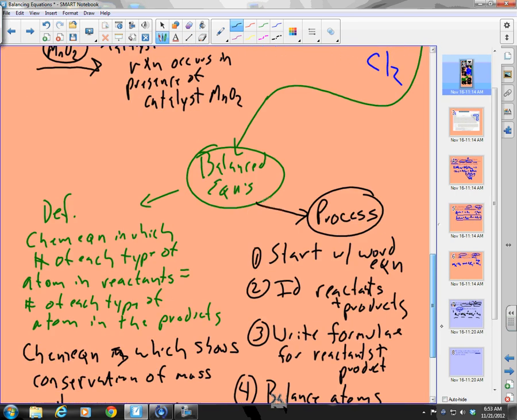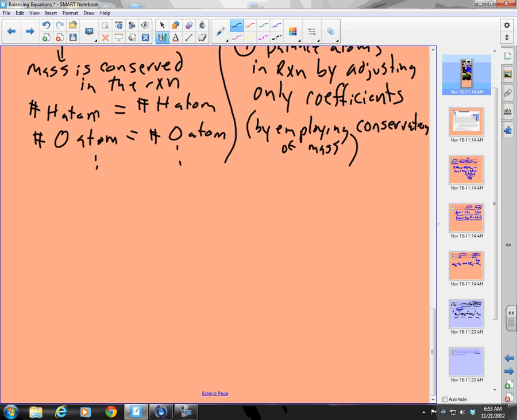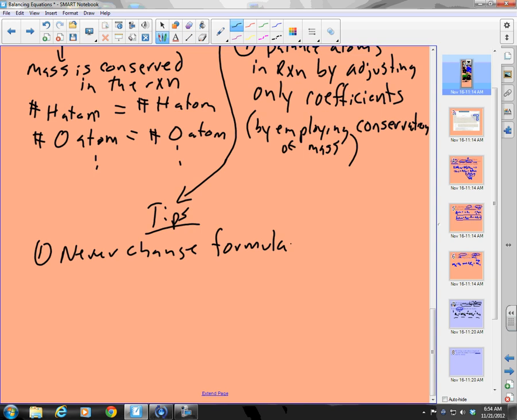Well, let's write down here. I've got balancing my equations, and let's come down here and write down some tips. Okay, tips. Number 1, never change your formulae. That's number 1 tip. You don't do that.